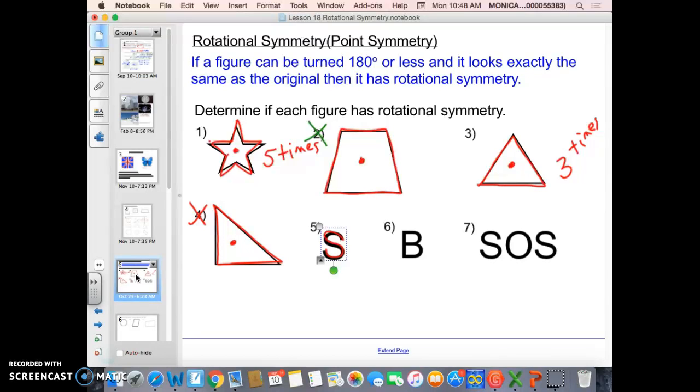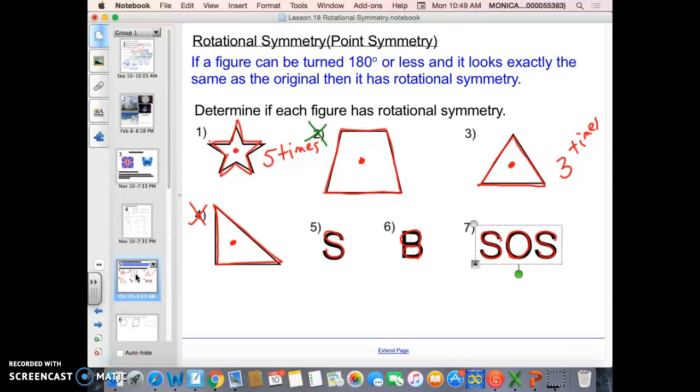That's interesting. And what about this B? No, the B does not. But the number 8 would, right? And then SOS, make a prediction. What do you think? Sure enough, it does. Wow, that's pretty cool. So that's rotational symmetry, and you're going to look at some shapes today and determine whether or not they have rotational symmetry. Remember, 180 degrees or less.